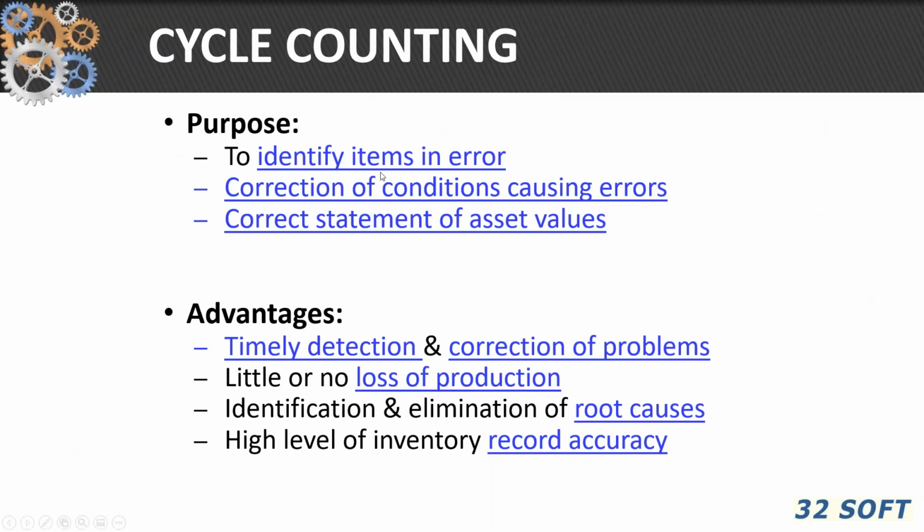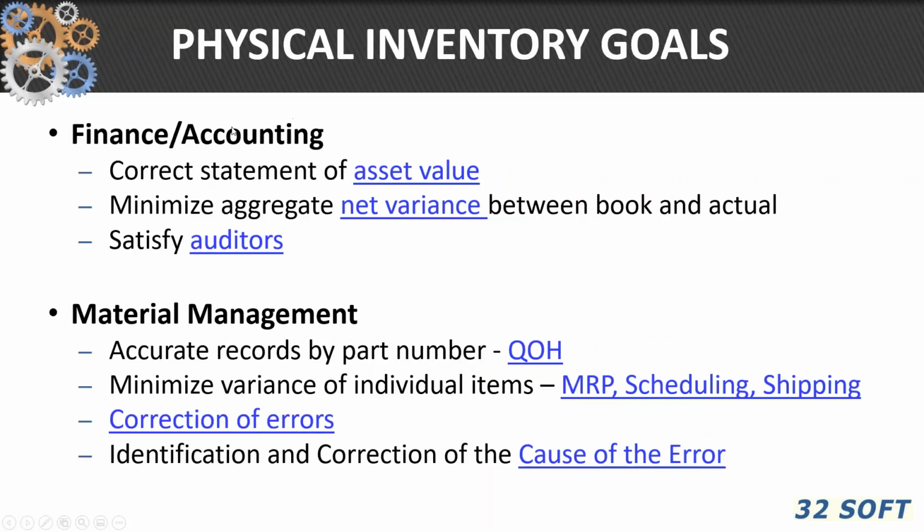The purpose of cycle counting is the identification of errors and the correction of the conditions causing those errors, so that we have a correct statement of the assets of the organization. So it's not just correcting errors, it's getting rid of why errors occur. The advantages of cycle counting are that it's timely. The correction of problems happens almost immediately. There's little or no loss of production, as we'll see with the physical inventory. And we can apply the logic of root causes to the elimination of these errors and their occurrences. It's a high level of inventory accuracy.